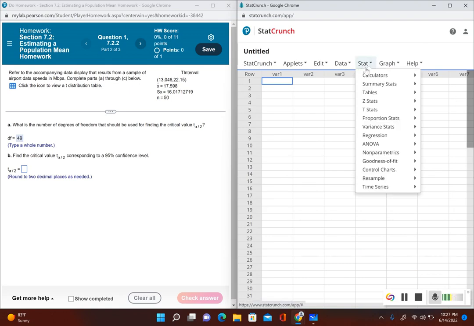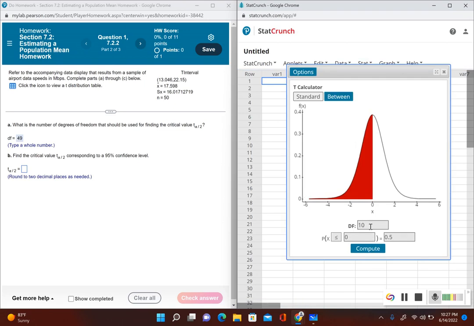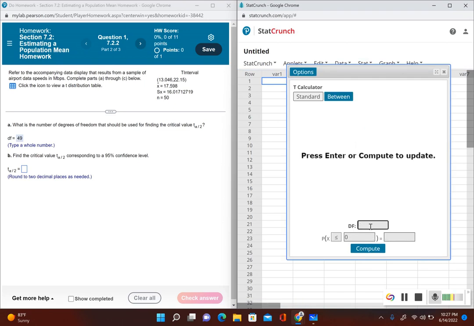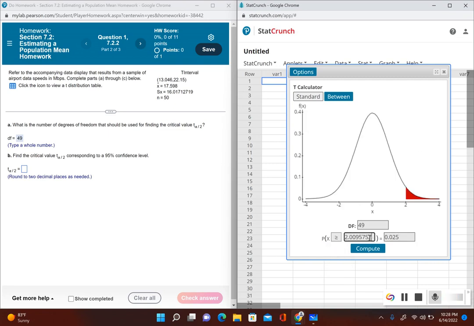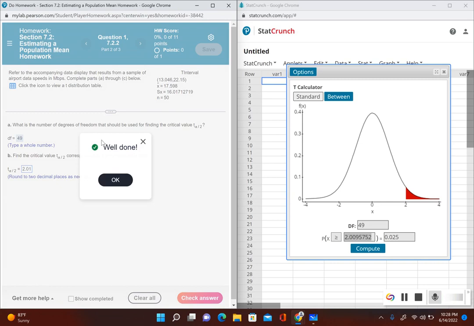Okay, so now in StatCrunch we go to Stat, we go to Calculators, and now instead of going to Normal, this time what we do is we go to T. So now we're going to go ahead and enter the degrees of freedom, which is 49. And now what I have is an area of 0.025. And now since it's to the right of that t-score, I'm going to go ahead and switch this to greater than or equal to. And now that gives us our critical value right over here. So round to two decimal places, this gives us 2.01.